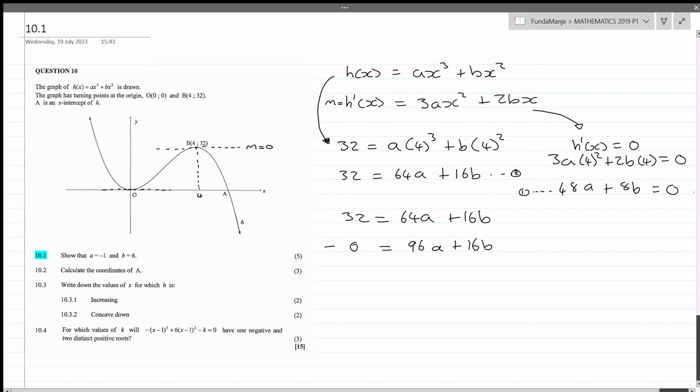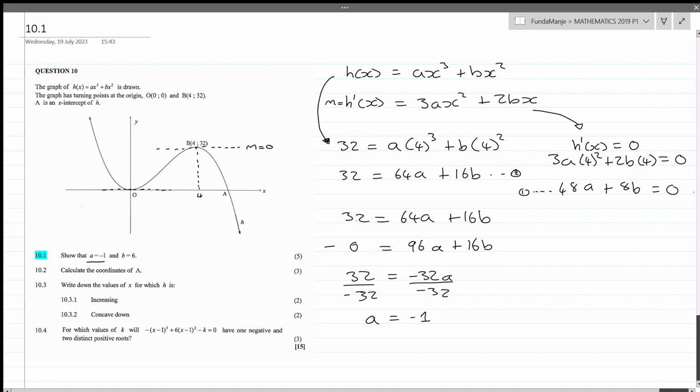So 32 minus 0, that's just 32. 64 minus 96 gives me minus 32. And then 16b minus 16b is 0, so you can put plus 0 if you want to. Then we can divide by -32 on both sides, and a will then be equal to -1. As we can see, we've shown a is equal to -1.